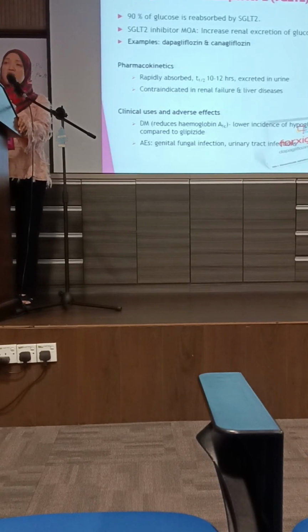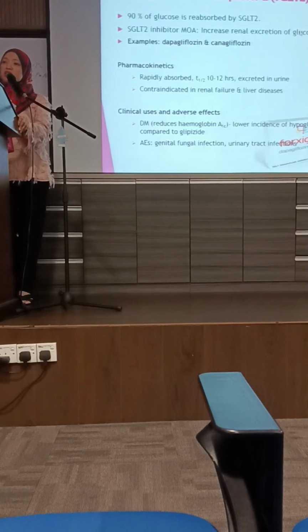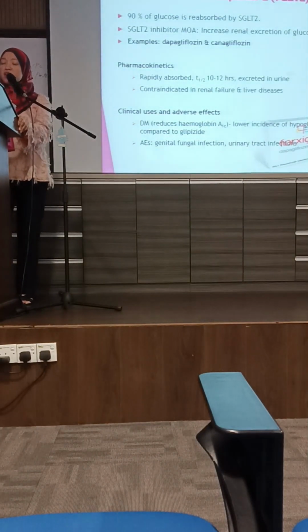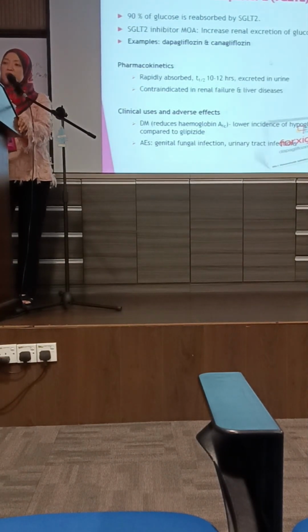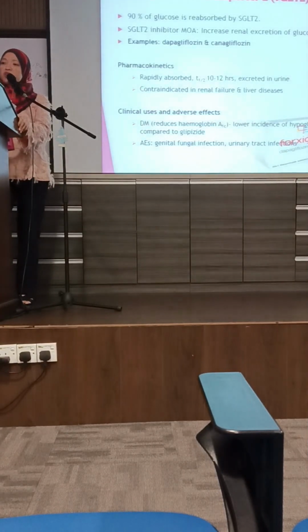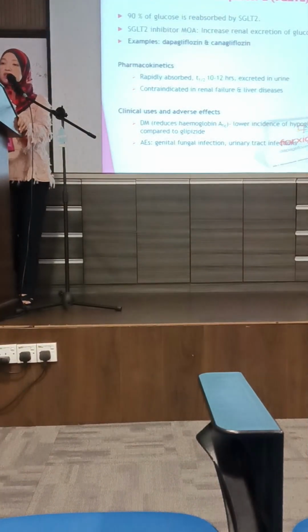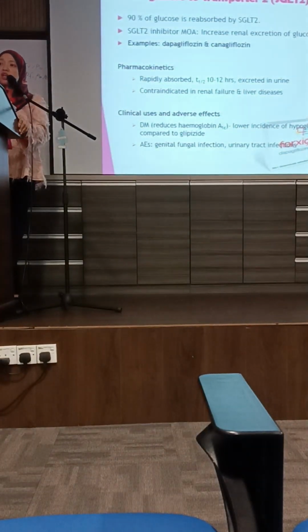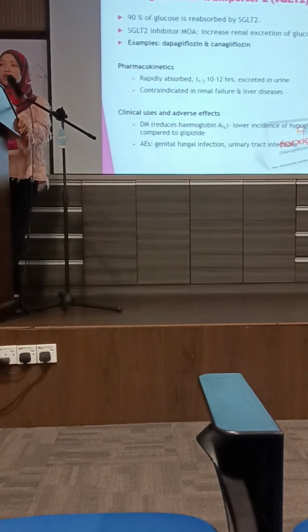So later you will learn in detail about anti-diabetic agents, ya. Examples of SGLT2 inhibitors: dapagliflozin and canagliflozin. So remember this, later you will recall it more in anti-diabetics. Rapidly absorbed and excreted in the urine, contraindicated in renal failure and liver disease. Clinical uses, of course, the main clinical use is diabetes mellitus, but it inhibits glucose reabsorption without interfering with sodium and water so much, so mainly on the glucose only.